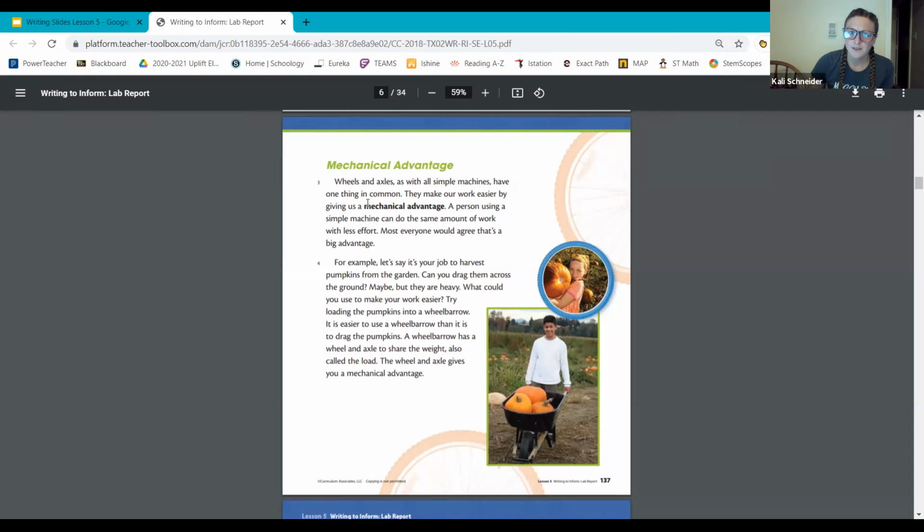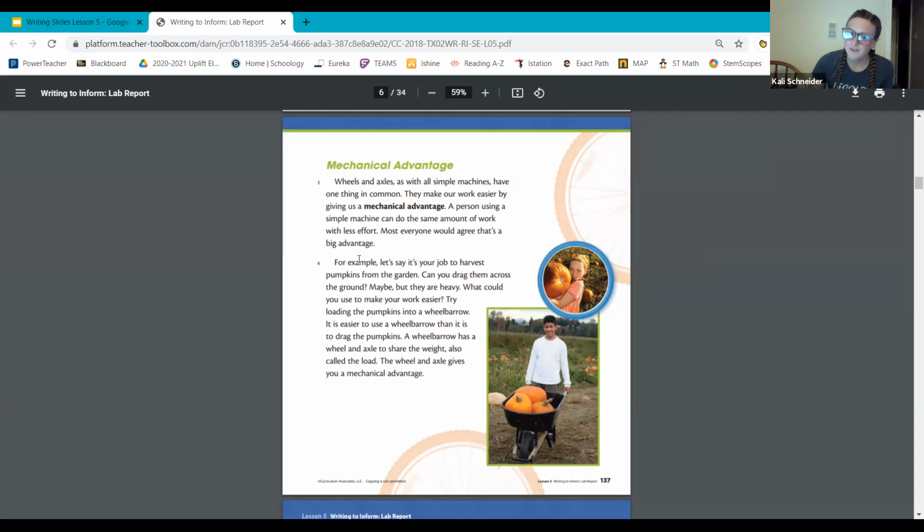Wheels and axles, as with all simple machines, have one thing in common. They make our work easier by giving us a mechanical advantage. A person using a simple machine can do the same amount of work with less effort. Most everyone would agree that it's a big advantage.